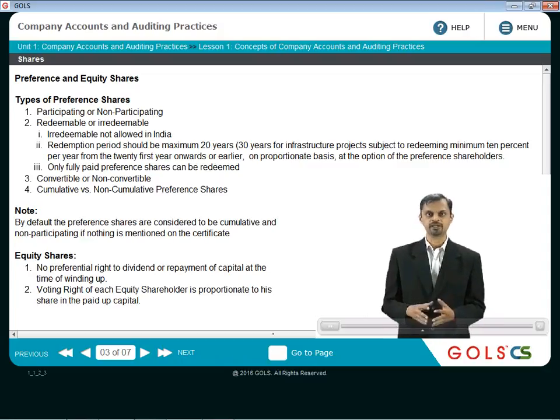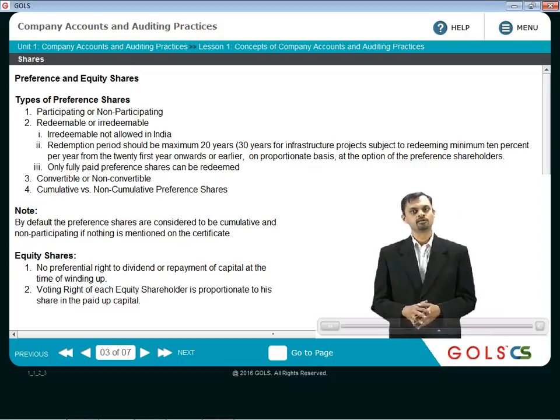But again, there is a catch that from 21st year onwards, the company has to keep on repaying 10% preference share every year back to them, or earlier as decided with the preference shareholders on proportionate basis. And then only fully paid preference shares can be redeemed. So partly paid preference shares cannot be redeemed. Only if the amount is fully paid up on the preference shares, only such shares can be redeemed back to the preference shareholders. So these are the conditions related to redemption of the preference shares.